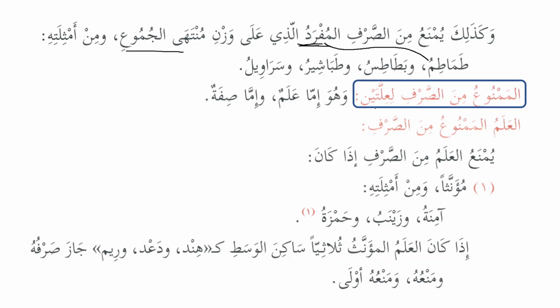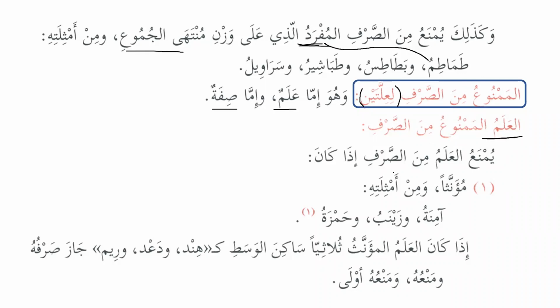الممنوع من الصرف لعلتين. Now we will see the nouns that are diptotes for two reasons. وَهُوَ إِمَّا عَلَمٌ, and it is either a definite noun, وَإِمَّا صِفَةٌ, or it is an adjective. عَلَم, definite noun, the name of a specific person, place, or thing, and صفة, that means adjective. العلم الممنوع من الصرف. Now we will talk about the definite nouns that are ممنوع من الصرف, and they are ممنوع من الصرف because of two reasons.